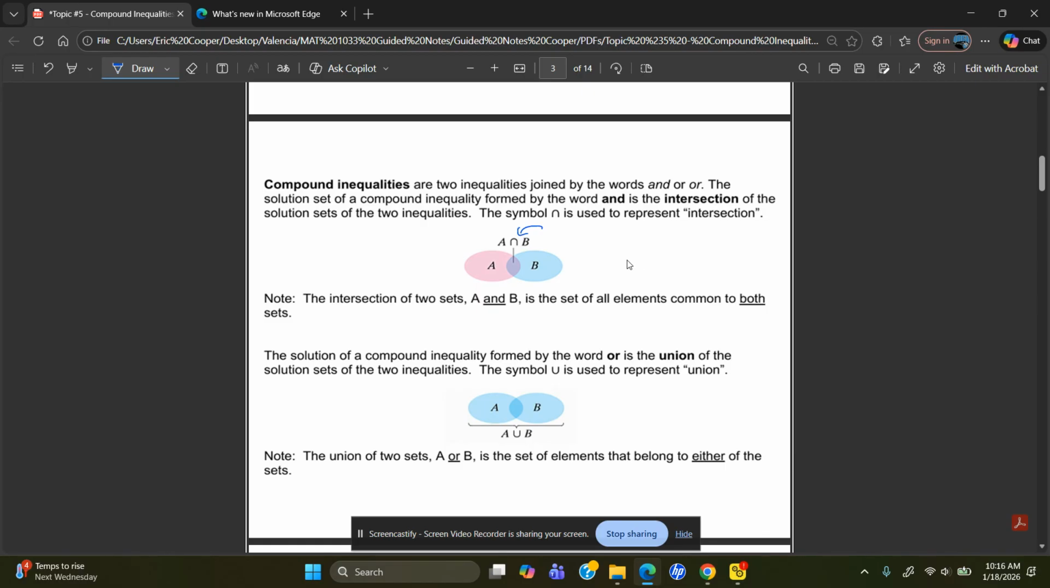One of the tricks that I've learned in the past to remember the symbols is that the upside down U, if you put a line across it, makes an A for "and". So that's sort of how we remember the difference between "and" and "or" symbolically.